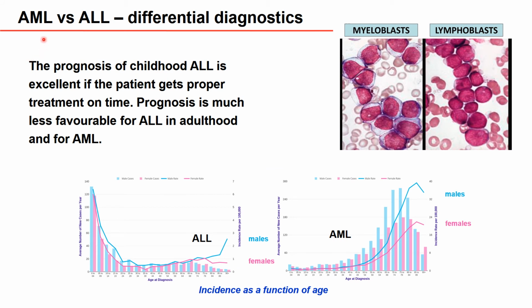Now let's compare acute myeloid versus acute lymphoid leukemia in the differential diagnosis. The prognosis of childhood acute lymphoid leukemia is excellent, especially if it gets proper treatment on time. The prognosis is much less favorable for acute lymphoid leukemia in adulthood and for acute myeloid as well. Now here you can see the incidence and its correlation with age.